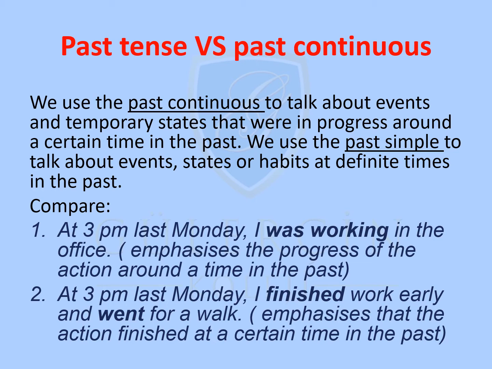At 3 p.m. last Monday, I was working in the office. Here it emphasizes the progress of the action around the time in the past. So I was working, I was doing this thing, the progress. Now, the other example: at 3 p.m. last Monday, I finished work early and went for a walk. In this case, it emphasizes that the action finished at a certain time in the past.